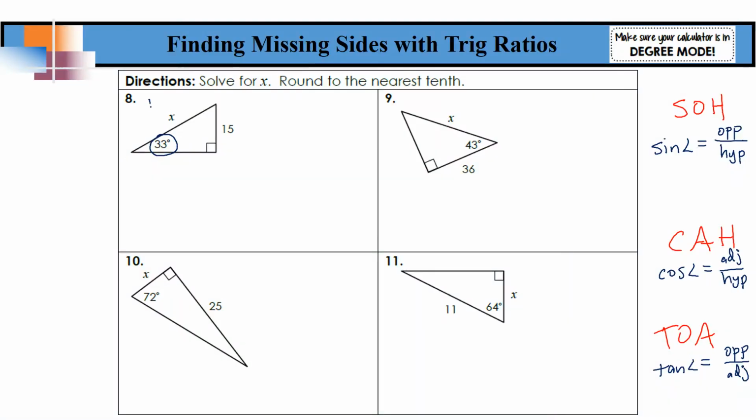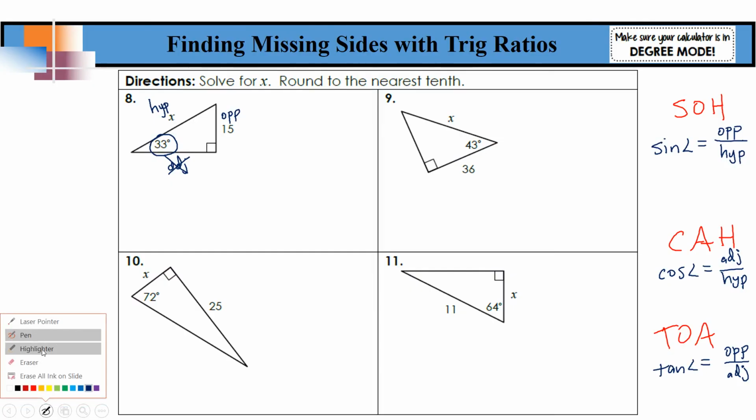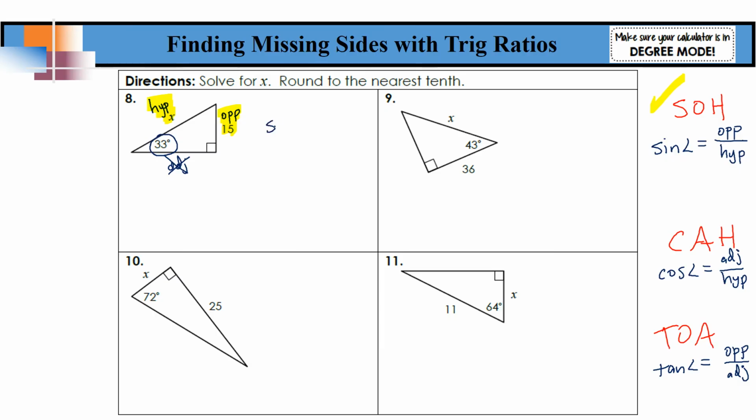So x is our hypotenuse. 15 is our opposite side. The blank side down here is the adjacent side, which isn't even labeled, so we're not going to end up using it. Then we ask ourselves, okay, which trig ratio uses the hypotenuse and the opposite side? Well, that would be sine, right? Opposite over hypotenuse. So let's go ahead and set this up. We can say sine of our angle, which is 33 degrees, equals the opposite side, 15, over the hypotenuse, which is x, opposite over hypotenuse.